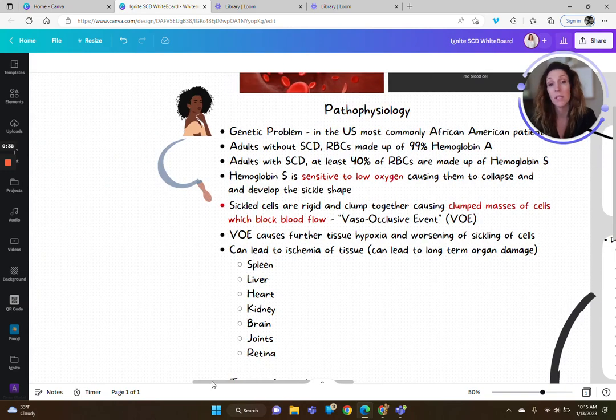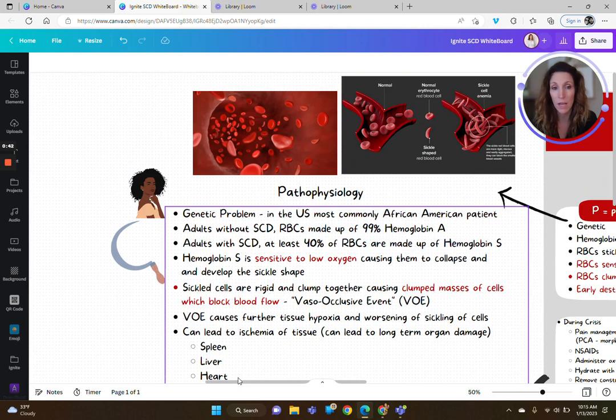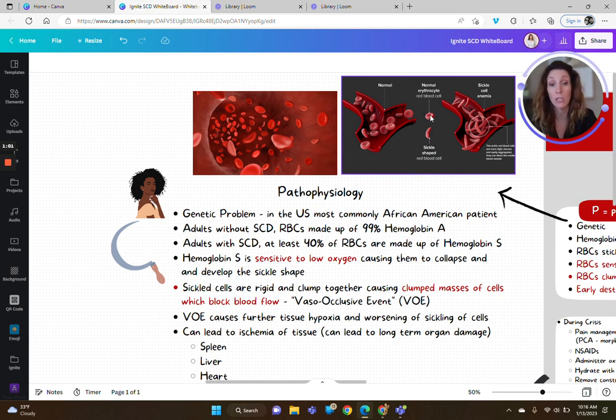Understanding the patho of a disease is really important because it helps us to understand why things happen in the body and how it affects different things. So, for instance, specifically for sickle cell disease, the red blood cells, which are very important cells in our body, they carry oxygen. We really need oxygen to survive. So the red blood cells are affected in this disease.